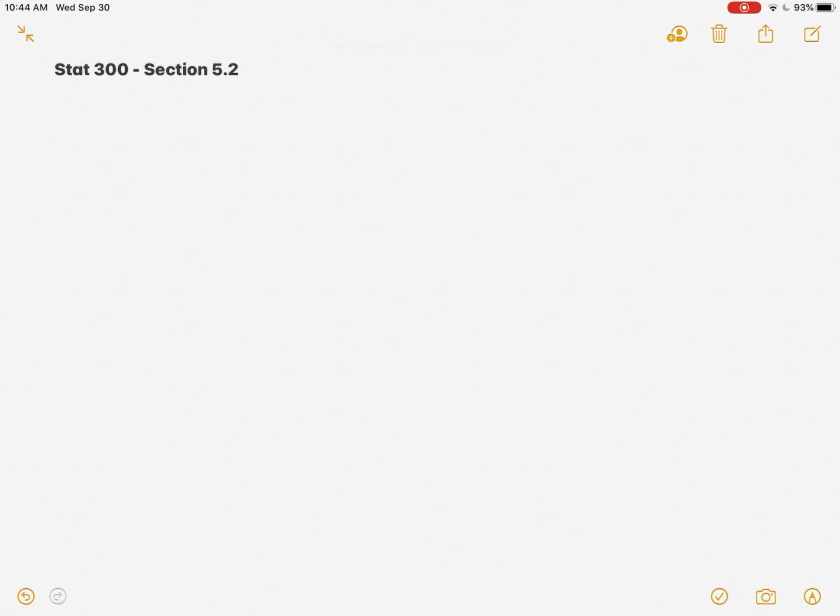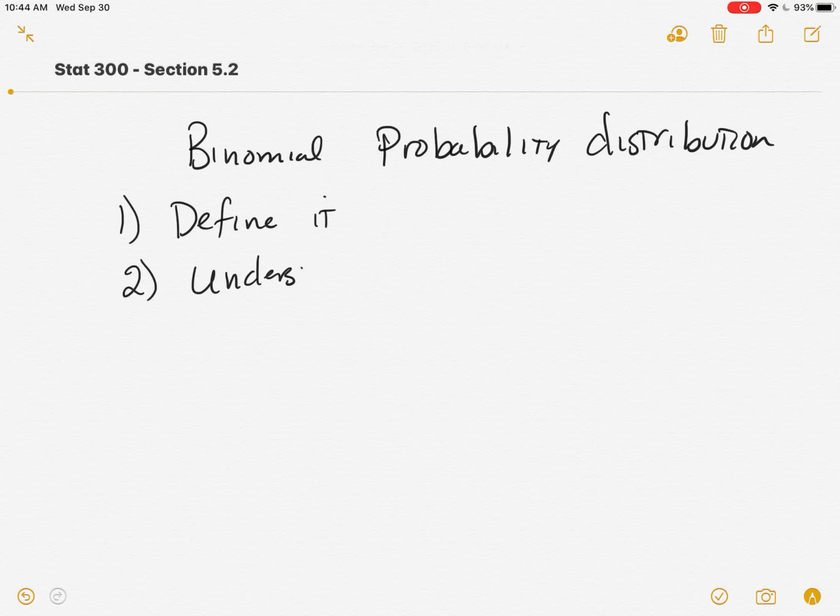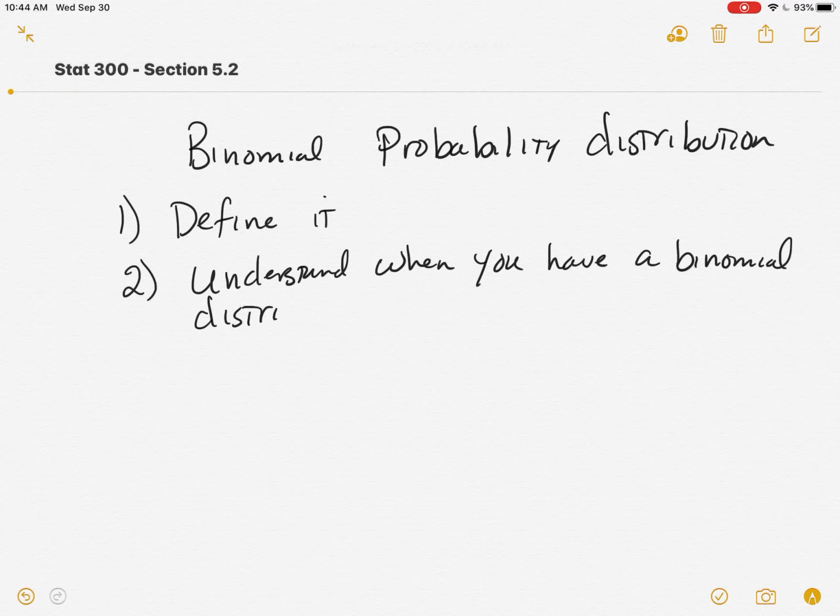Welcome to section 5.2. In 5.2, we're going to look at a very specific discrete probability distribution called the binomial probability distribution. So there's some things that we want to be able to do. One is to define it. The second is to understand it. Understand maybe when you have it. When you have a binomial distribution. It actually happens a lot.